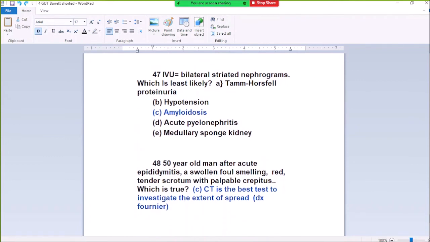Question 47. Bilateral striated nephrograms: which is least likely? Amyloidosis. Bilateral striated nephrogram is not seen in amyloidosis, it is seen in all of these. It shows hypertension, pulmonary and non-functioning kidney, but does not show amyloidosis.